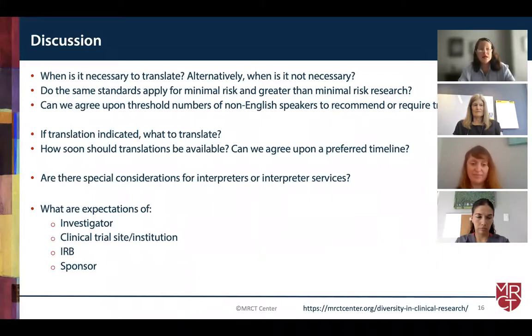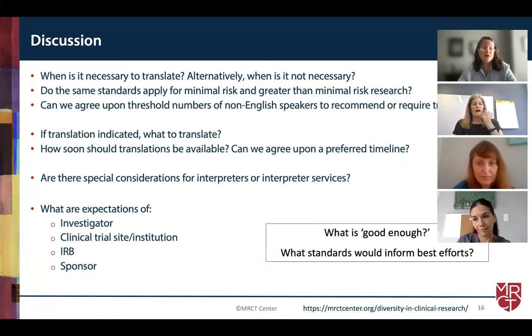If it's indicated, what should one translate? The entire informed consent form, the research part, the key information, how soon should those be available? How much latitude are we going to let the translation services, certified translation services provide? And are there special considerations for interpreter services? And then what are the expectations of each of the players, the investigator, clinical trial sites, institutions, IRBs, and sponsors?